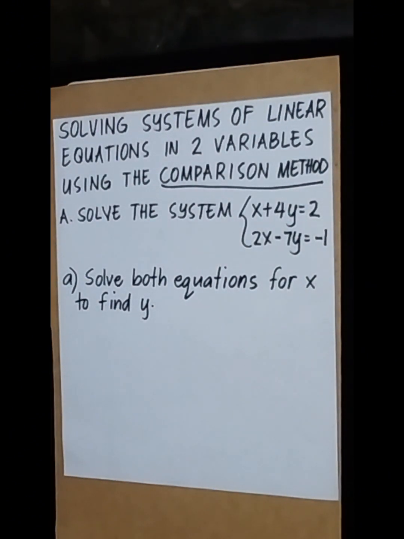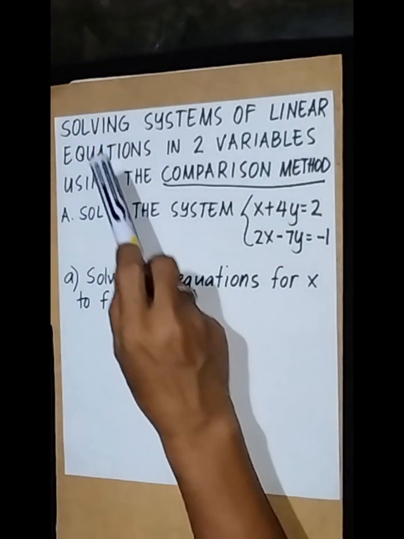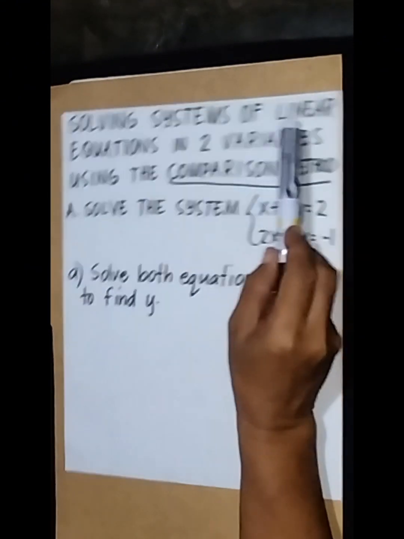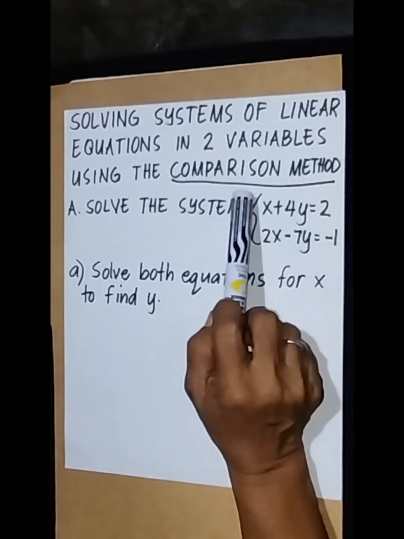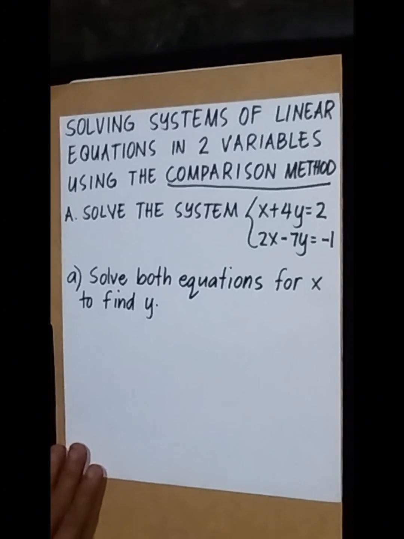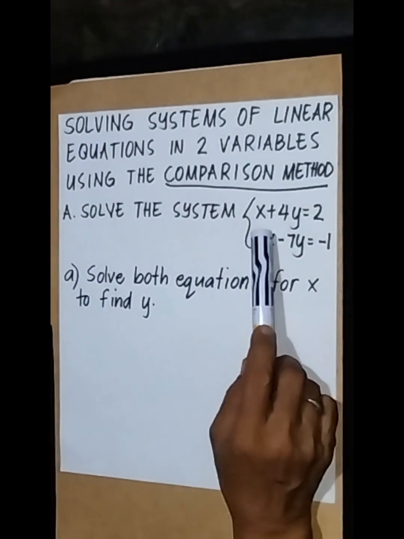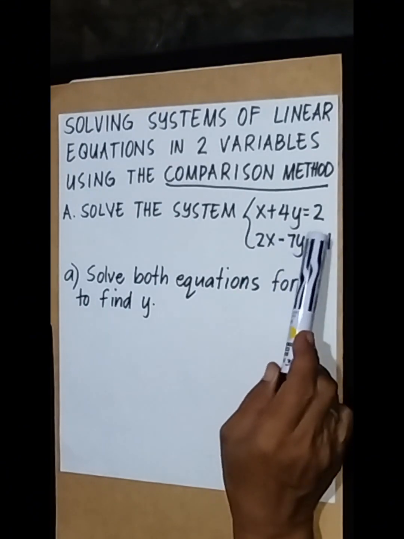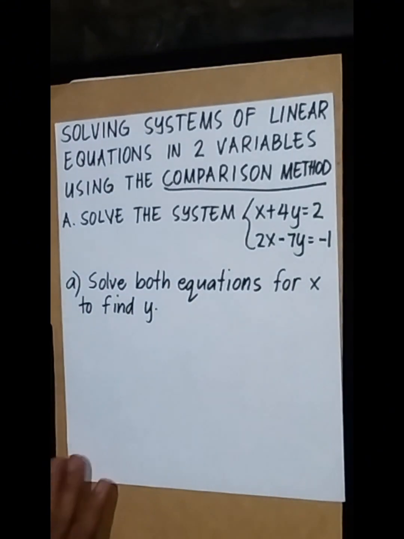Hello, my dear students. For today's topic, we have solving systems of linear equations in two variables using the comparison method. We have example A: solve the system x plus 4y equals 2, 2x minus 7y is equal to negative 1.